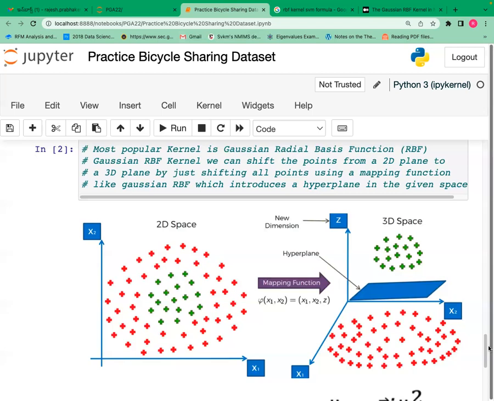Second thing is, SVM works for both classification and regression models, but its effectiveness as a regression model is not good. You can use SVM for both regression as well as classification, but the performance of SVM in regression models is not good. Predominantly, SVM is used for classification modeling.